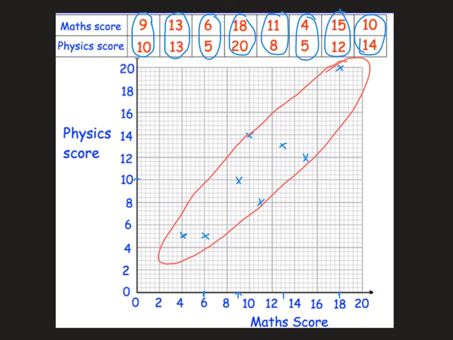So all I'd like you to do for the time being is go to the worksheet and just plot. You should have 4 scatter graphs to complete, and all you need to do is the little crosses. That's what you need to do for the time being. So please stop the video and go off and do that.